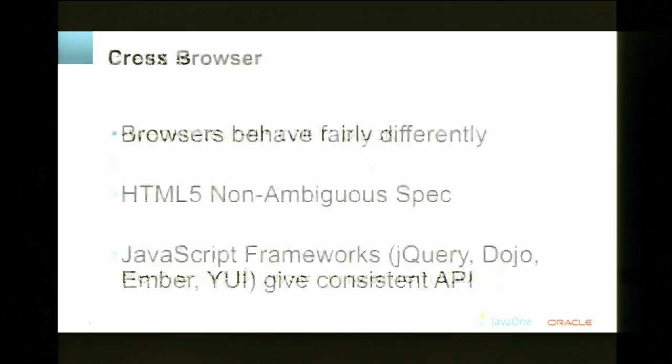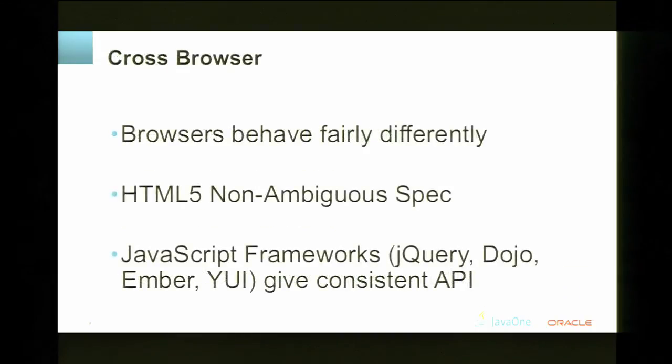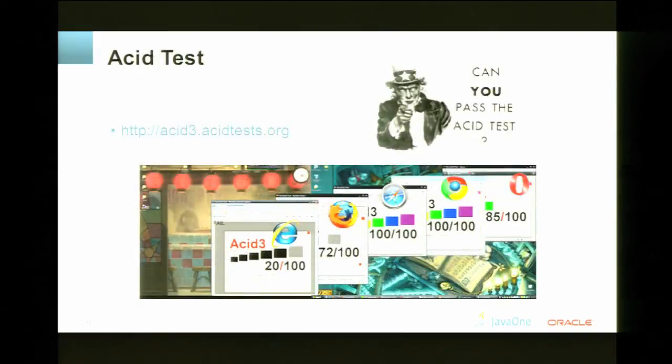All right. So cross browsers, like I talked about, jQuery, YUI, all these things really help and make it a non-ambiguous spec, or HTML5 is making a non-ambiguous spec. And I want to show you a little demo here with the acid test. I don't know if any of you have heard about the acid test, but it's really a test of browsers to look at how well they implement the spec. And this is all for HTML4 stuff, acid test 3.